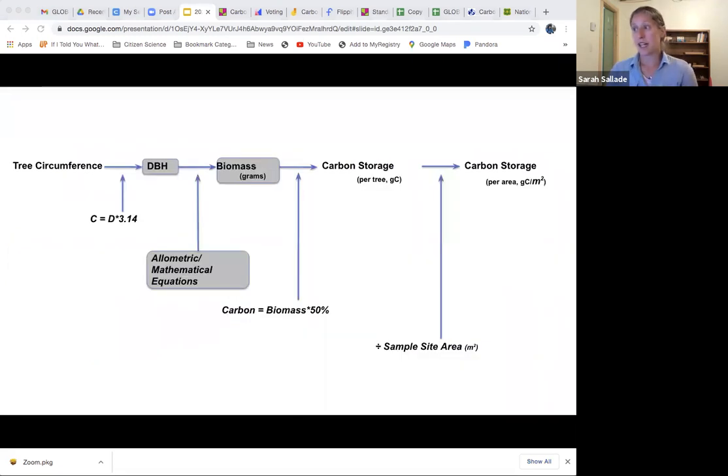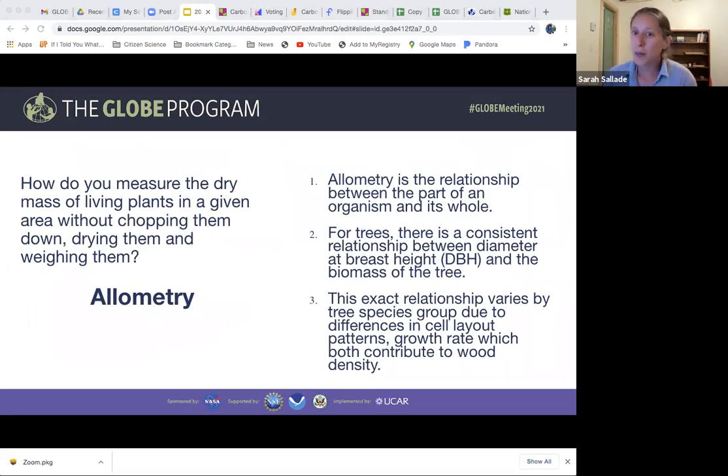So where do we go from here? We know biomass and carbon storage. We know DBH, but how do we get from DBH to biomass? Scientists use something called allometry. So how can you possibly measure dry mass of living plants in a given area without chopping them down, drying them, and weighing them? Because clearly you wouldn't want to do that if you're trying to keep the carbon in the vegetation.